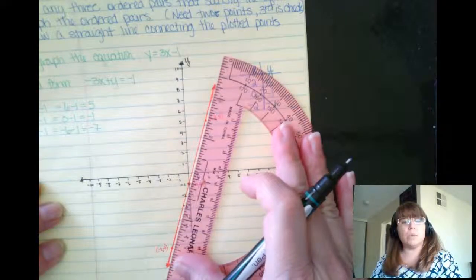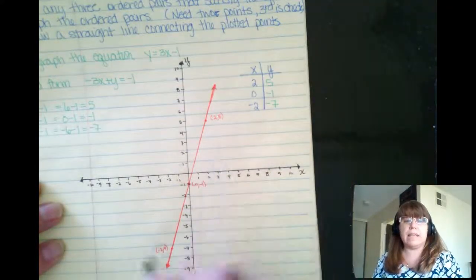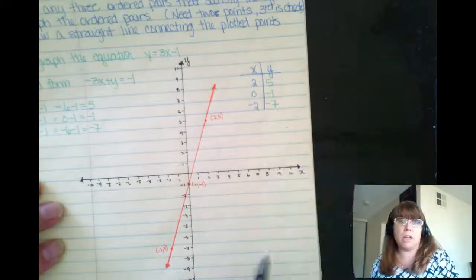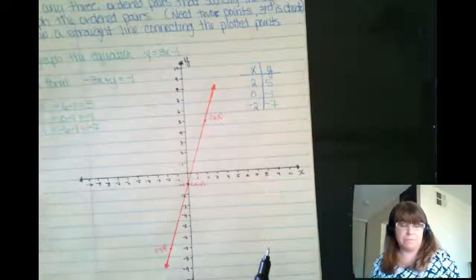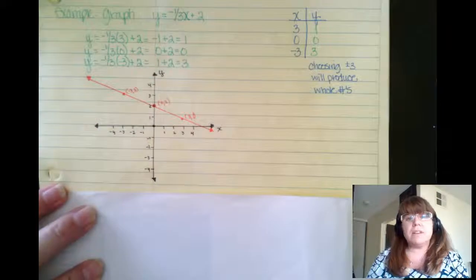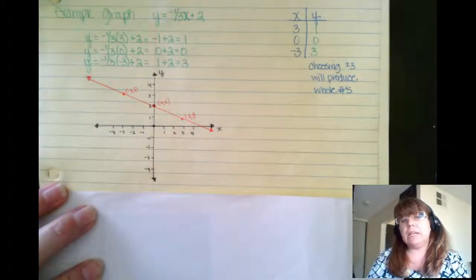Get out my little ruler. Connect the dots, go through those dots, add the arrows, and now I have found every single solution of that formula, or of that function. Pardon. So I've completed another example, but I want to walk through this problem still.